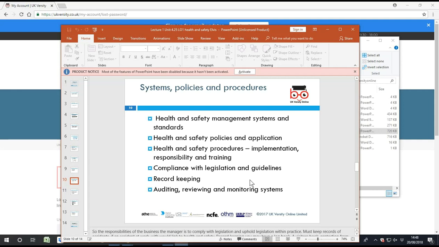Every setup should have a health and safety management system and standard that needs to be met. And then every environment should be able to carve out their own health and safety management system and standard to suit their environment, and make sure that whatever policies are made are applied. So the implementation of health and safety procedures is quite crucial.